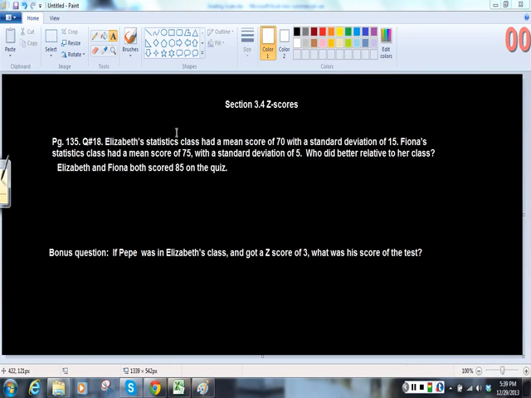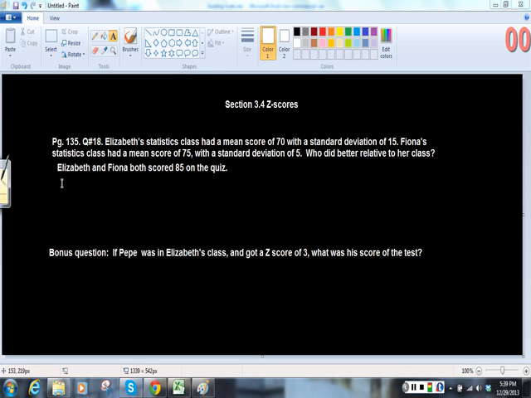So Elizabeth's statistics class had a mean score of 70 with a standard deviation of 15. That's a lot of points for that quiz. Fiona's statistics class had a mean score of 75 and a standard deviation of 5. Who did better relative to her class? And I forgot to type in, but here I added that Elizabeth and Fiona both scored 85, but who did better?